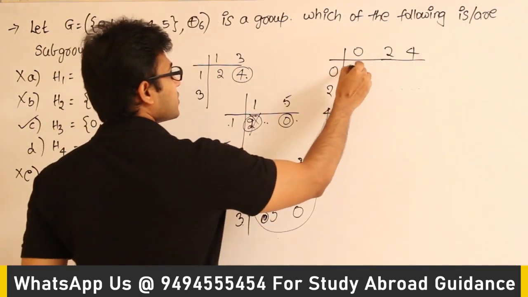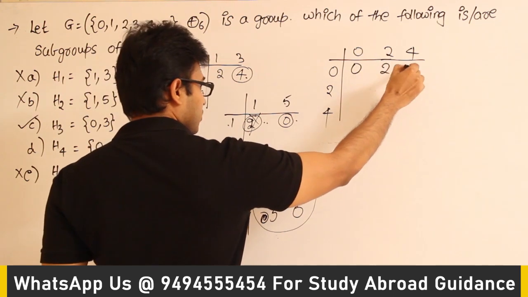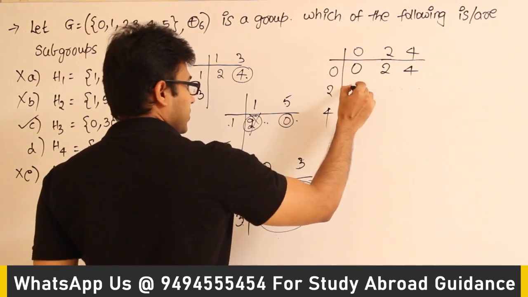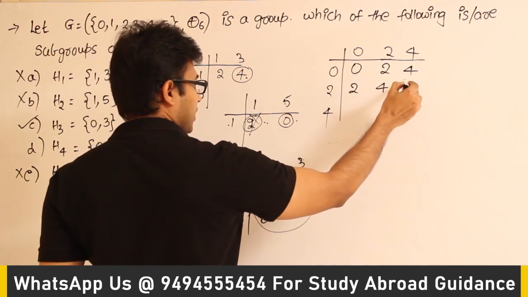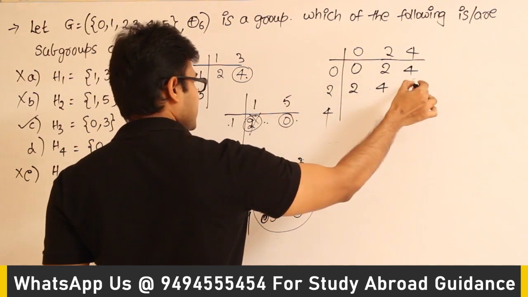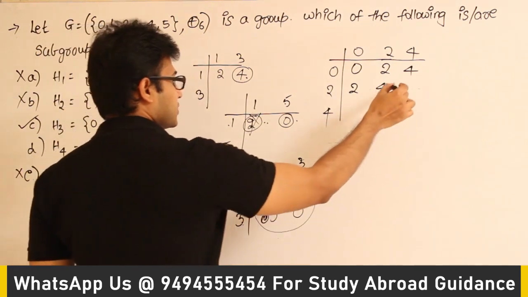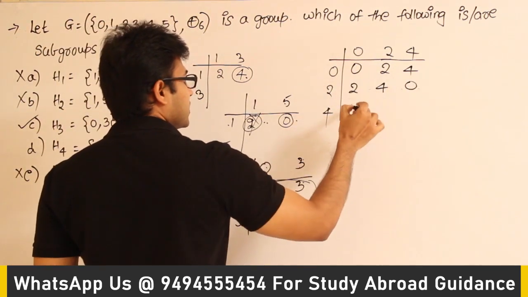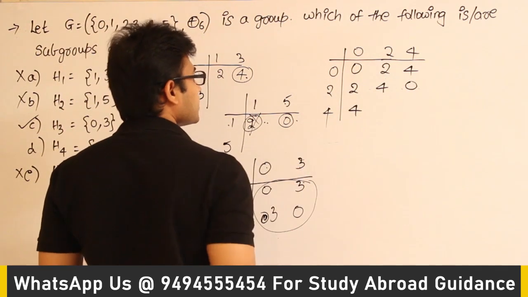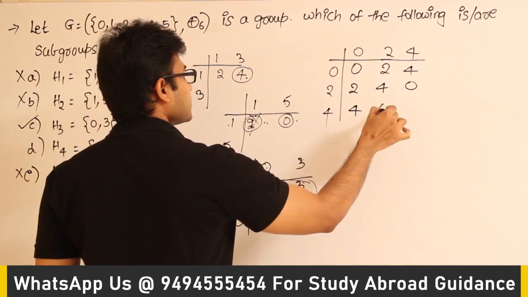0 plus 0 is 0. 0 plus 2 is 2, 0 plus 4 is 4. 2 plus 0 is 2, and 2 plus 4 is 6, and 6 when you divide by 6, the remainder is going to be 0. And 4 plus 0 is 4. 4 plus 2 is 6.